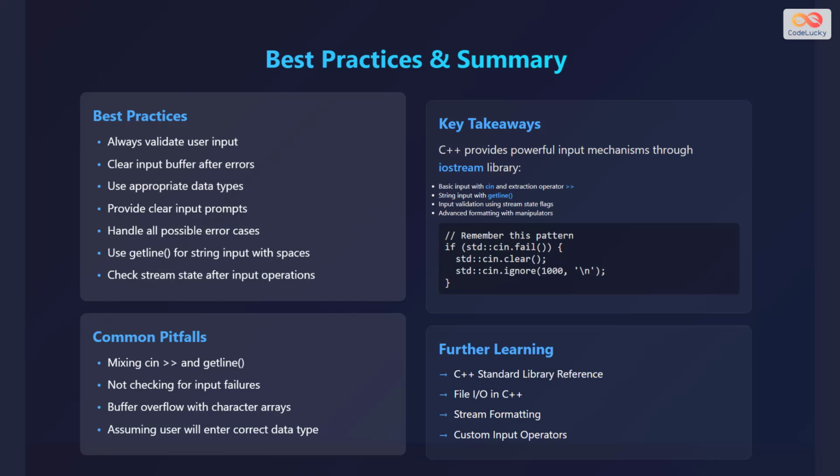Here are some key takeaways. C++ provides powerful input mechanisms through the iostream library. Basic input can be achieved with cin and the extraction operator. String input with spaces requires the use of getline. Input validation can be performed using stream state flags, and advanced formatting can be achieved with manipulators. For further learning, consider exploring the C++ standard library reference, file input-output in C++, stream formatting, and custom input operators.